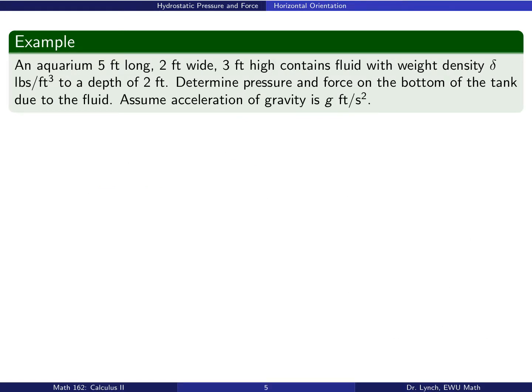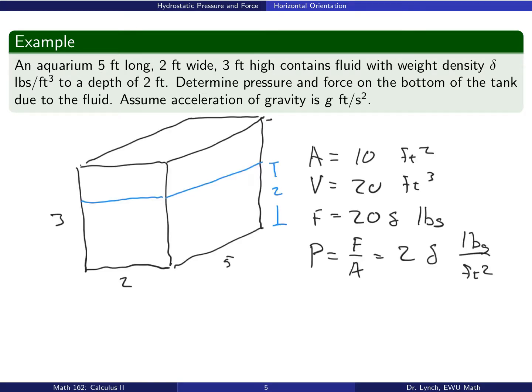Okay, we'll do another example, in this case, having a look at our imperial units. So an aquarium 5 feet long, 2 feet wide, and 3 feet high contains fluid with a weight density delta pounds per cubic foot to a depth of 2 feet. And again, here we'll determine the pressure and force on the bottom of the tank due to the fluid. Similar idea, just different units. So again, here's our aquarium, 3 by 2 by 5. The area of the bottom is 10 square feet.